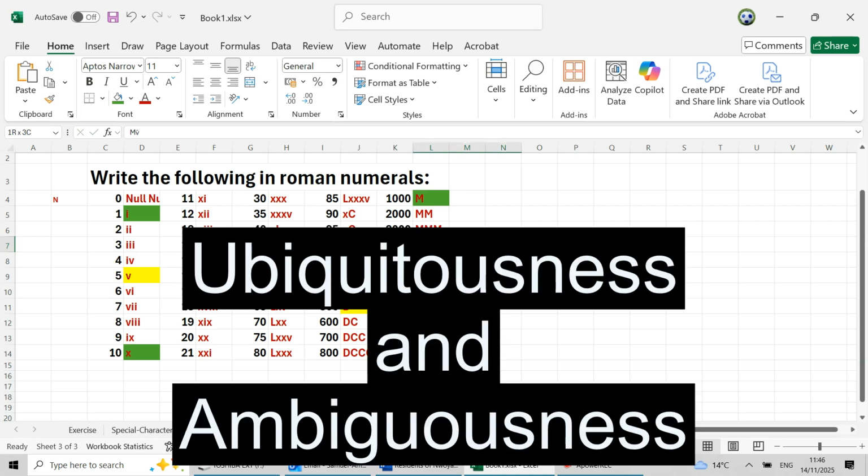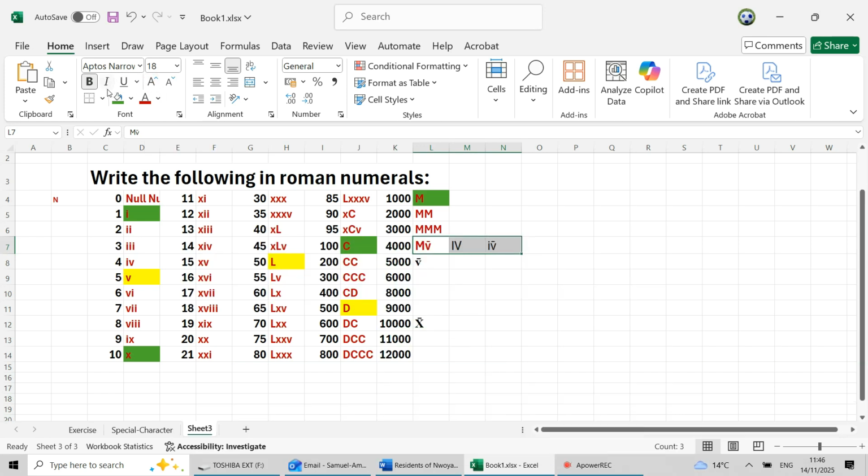You see, this is the ambiguousness, because you have different ways of doing the same thing. The ambiguousness means that you can do the same thing in different ways. So you can see how 5,000 is there. Or you can just write capital V like that to symbolize 5,000 for you. So that capital V is 5,000.